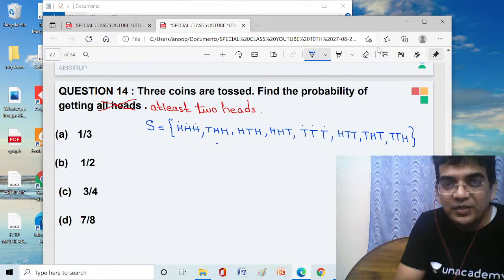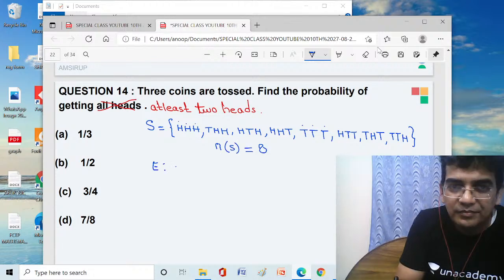See, the probability question needs only 2 steps. In the first step, you need to find n(S), that is the number of elements in the sample space. Okay, now the event. Let the event be named as E. Now what is the event? First I will write the event. At least 2 heads. Now let us see what this statement means. At least 2 heads means those outcomes in which you will be finding at least 2 heads, meaning 2 heads or more than 2 heads.